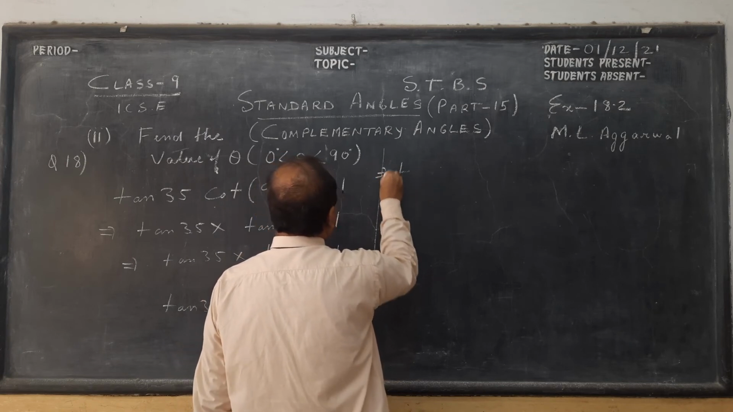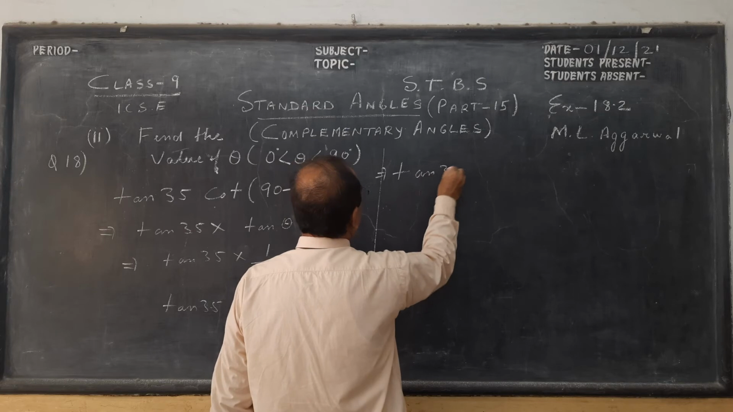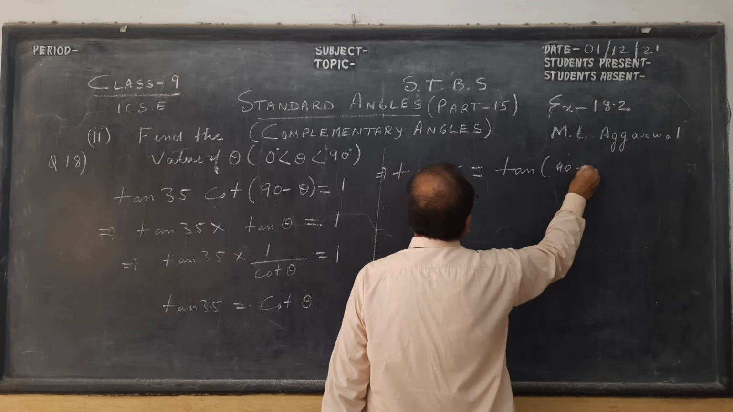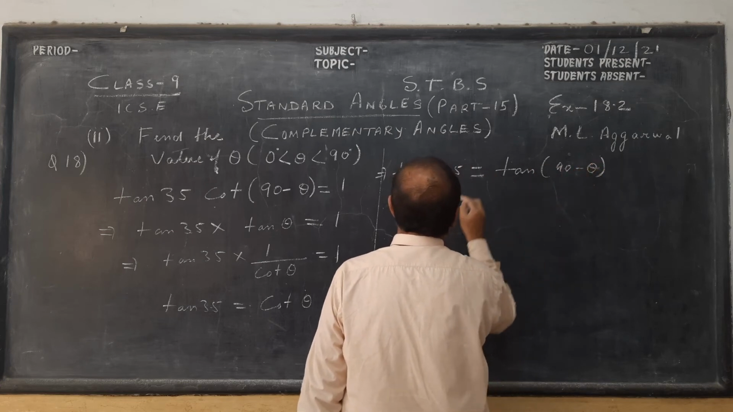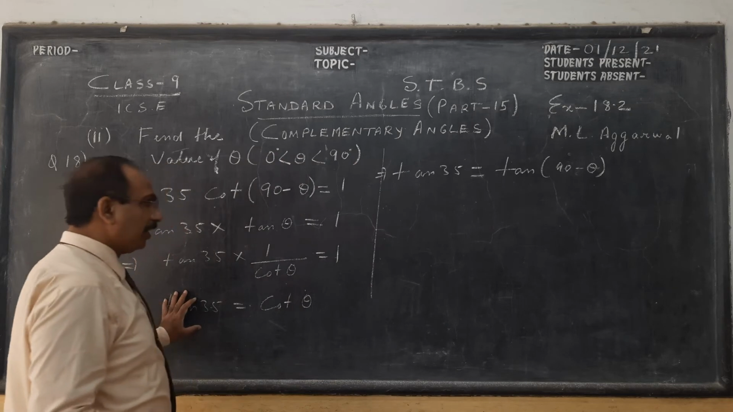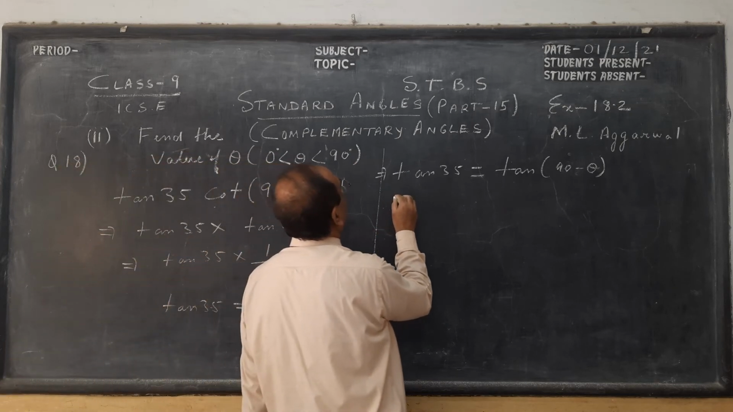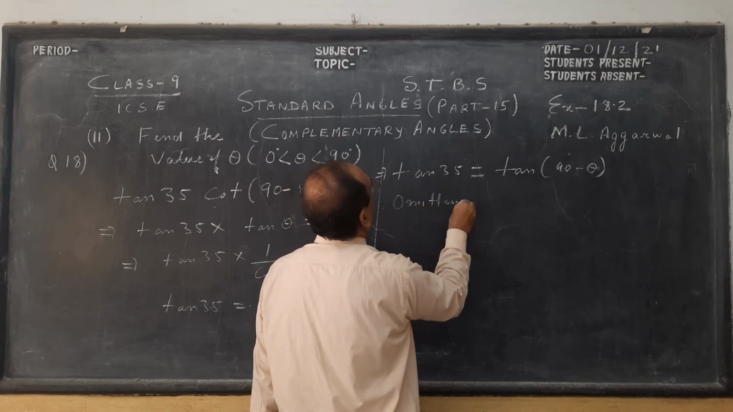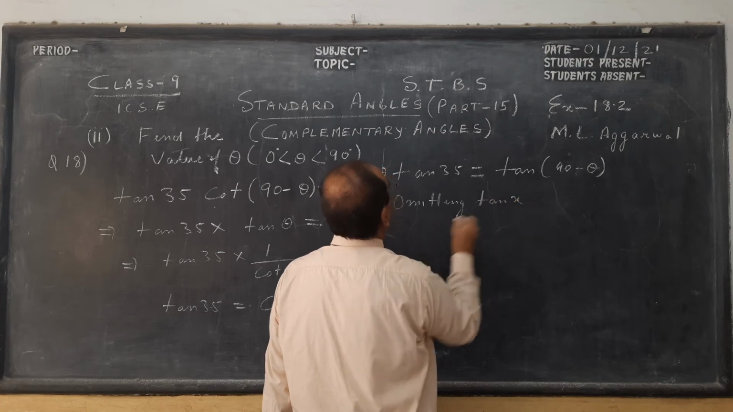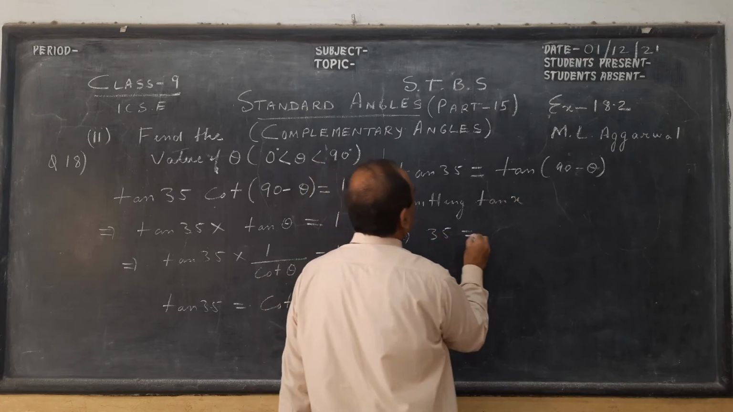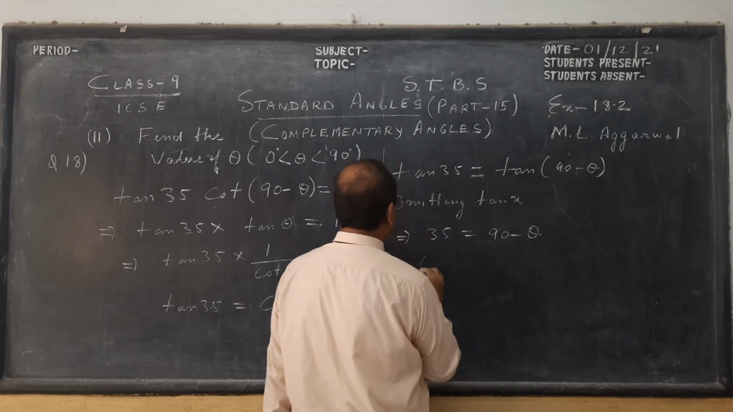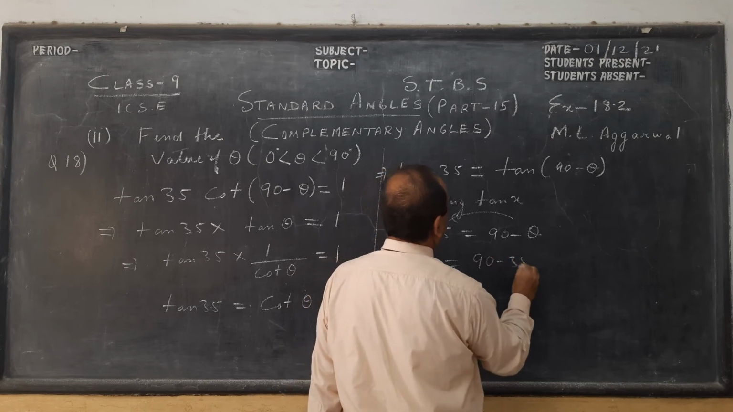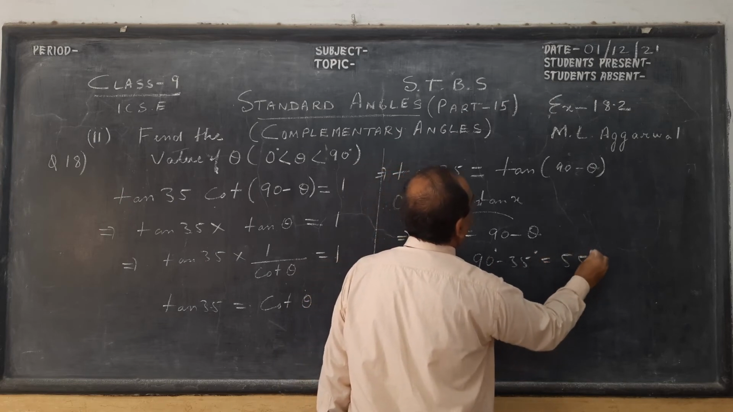We let it be tan only. This is an easy trigonometric ratio. So cot theta is tan 90 minus theta. So see what we get. Tan 35 is tan 90 minus theta. We omit tan from both sides. Omitting tan, 35 degrees is equal to 90 minus theta. Theta you bring to this side, it becomes plus, 35 becomes minus, so we get 55 degrees.